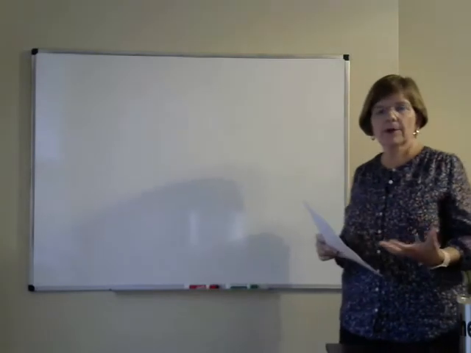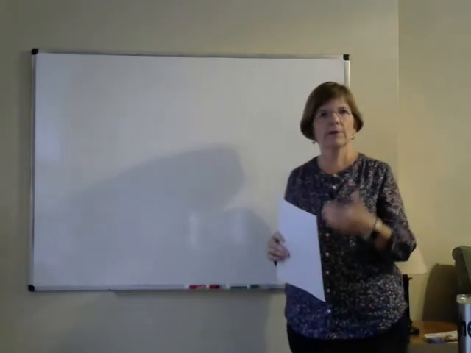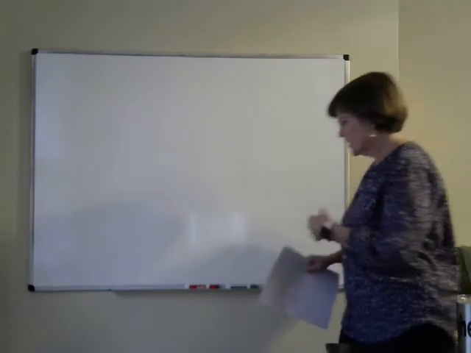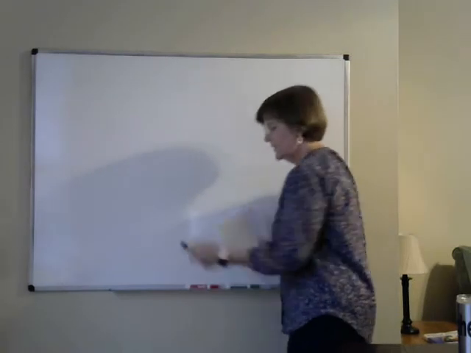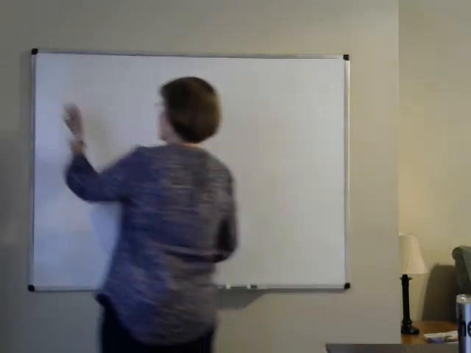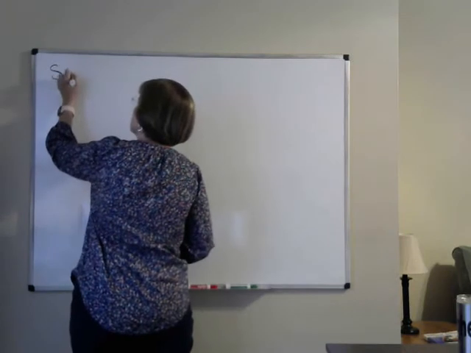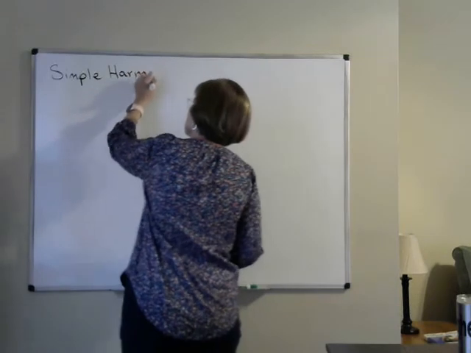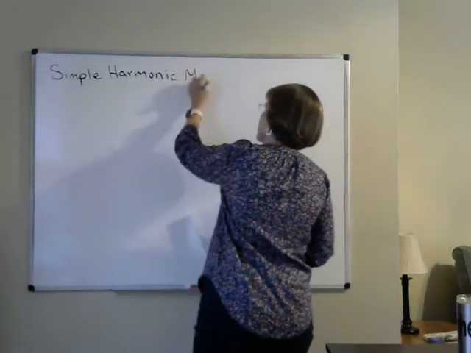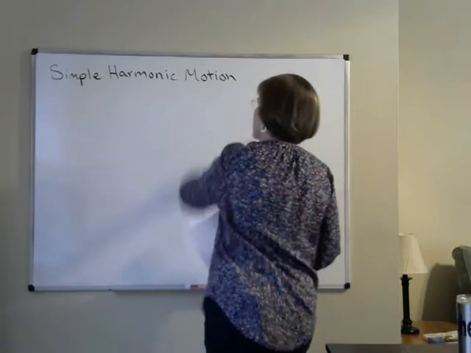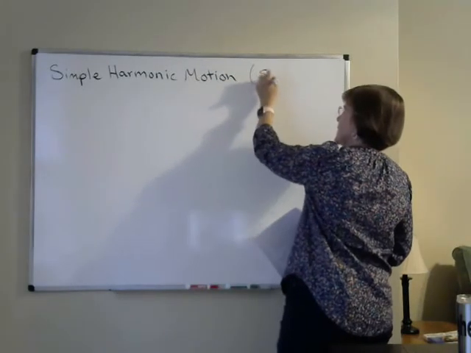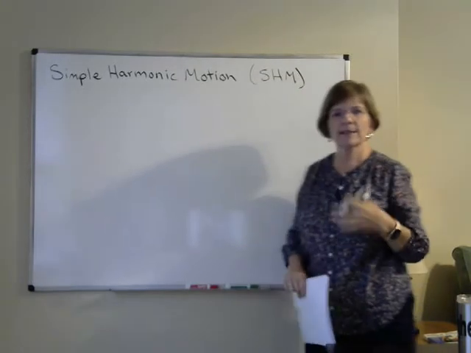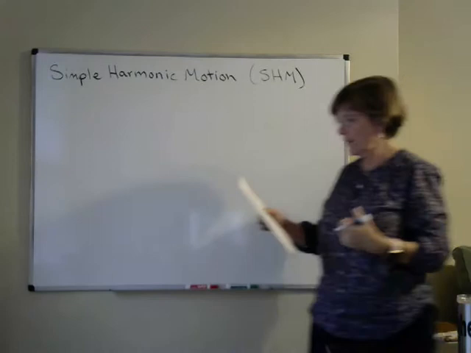We call something periodic if that motion repeats over and over in a definite period of time. One of the most common types of periodic motion is called simple harmonic motion. Simple harmonic motion is almost always abbreviated SHM. So if we need to save a little time, SHM means simple harmonic motion.